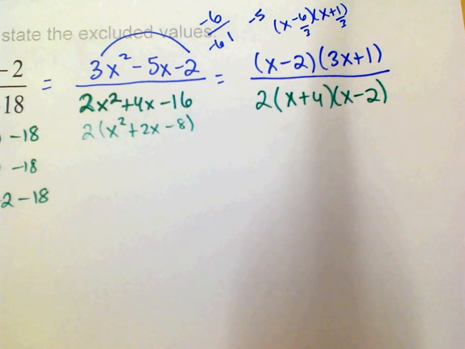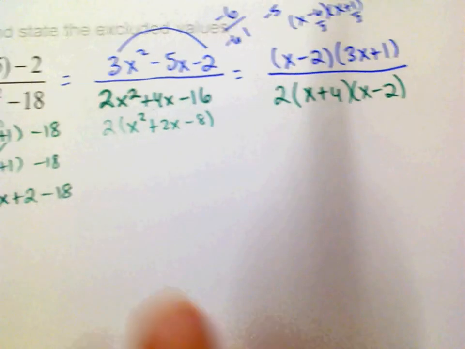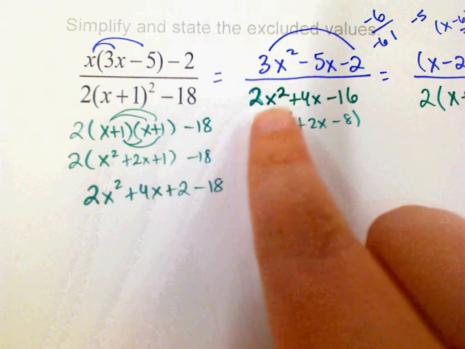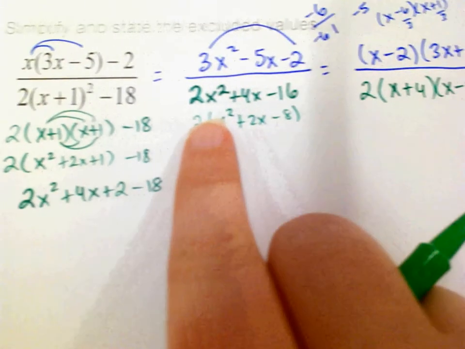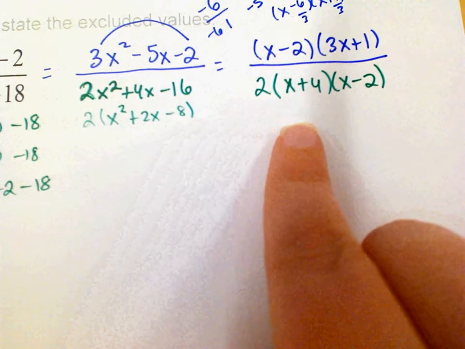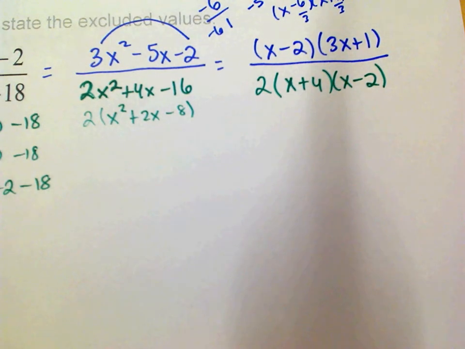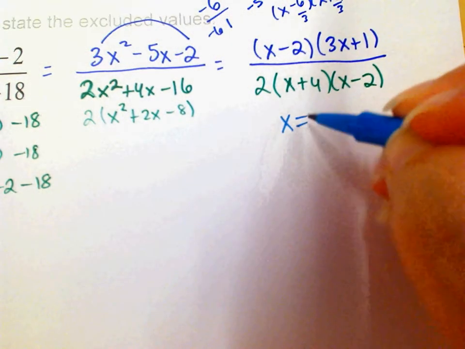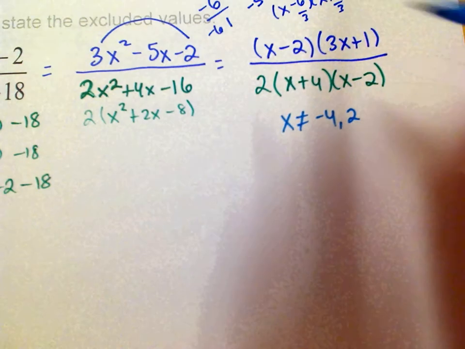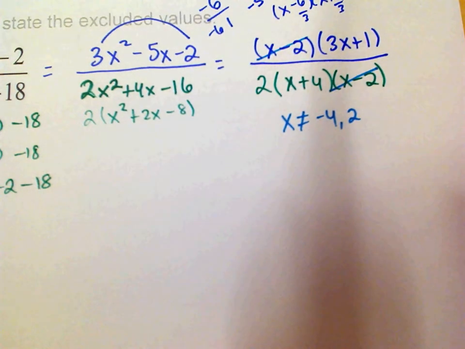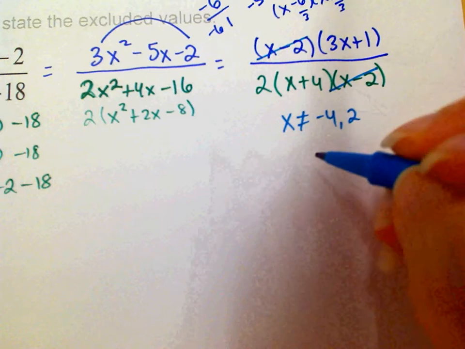So anytime I get something like this, I'm going to rewrite it as expressions I already know how to factor, and then I can find my excluded values. What are my excluded values? x cannot be negative 4 or positive 2. The x minus 2's cancel out. So 3x plus 1 over 2x plus 8.